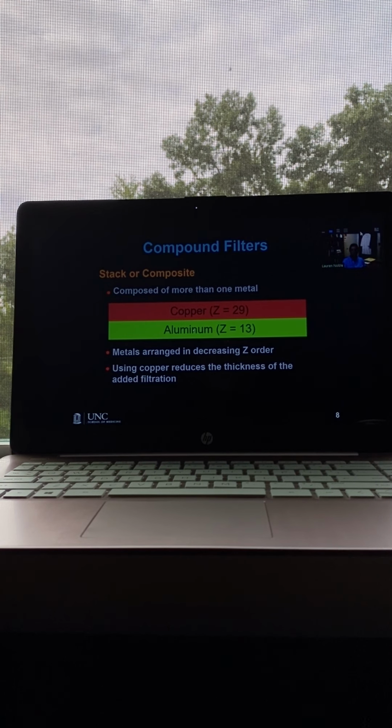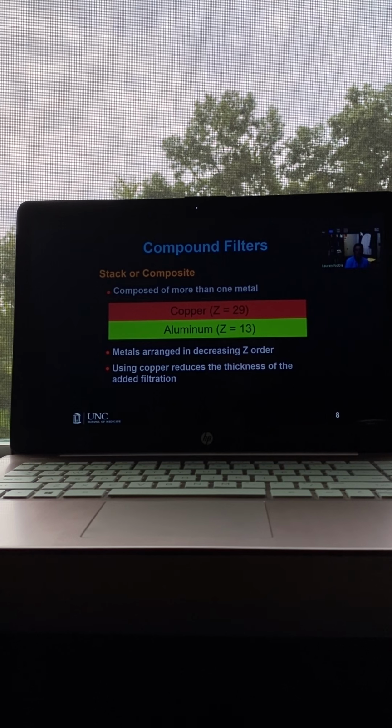That's why it's called composite or stack. And it's called stack because they're stacked on top of one another. So it is possible to have a multi-metal filter, and typically the multi-metal filters are composed of copper and aluminum. Copper and aluminum. Why not just the aluminum? You can, and like I said, most of ours are, but there are some vendors, some manufacturers that choose to also use copper. Copper simply reduces the thickness of the added filtration.